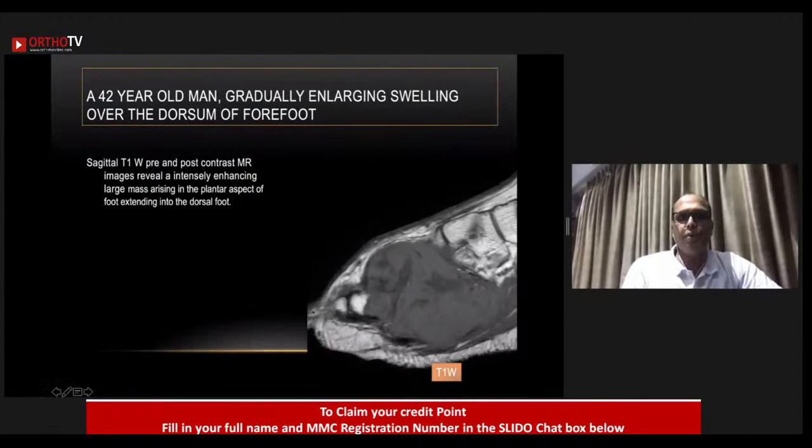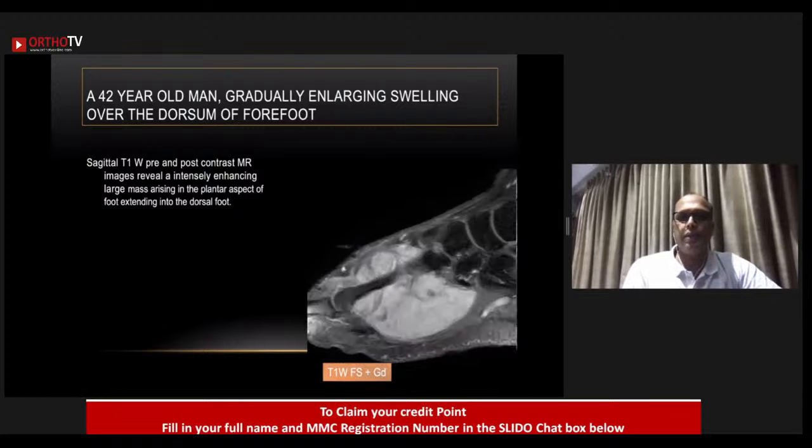This is a 42-year-old patient who had a gradually enlarging swelling over the dorsum of the forefoot. We can see on a T1 weighted image a slightly intermediate signal lesion, which was extending from the plantar aspect and going into the dorsal aspect of the foot, encroaching the web spaces.